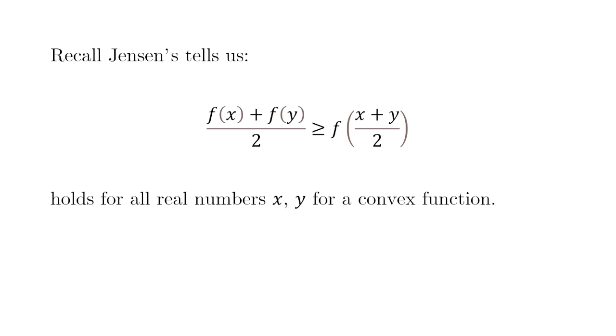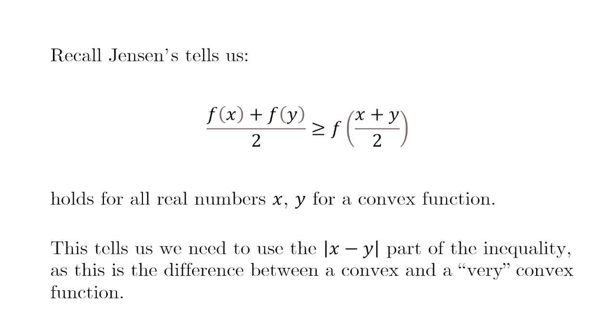We can recall that Jensen's inequality tells us (f(x) + f(y))/2 is at least f((x+y)/2), and this holds for all real numbers x and y for a convex function. So this tells us that we need to use the absolute value of x minus y part of the inequality, as this is the difference between a convex and a quote-unquote very convex function.